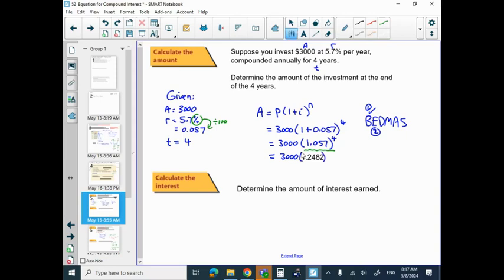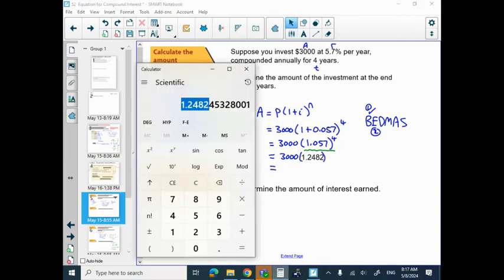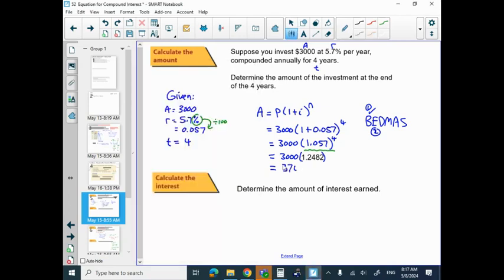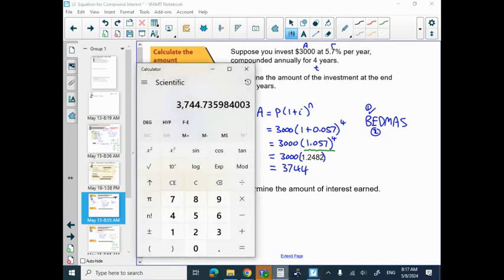And so we have that, and then we just do that multiplication. So we have that number in the calculator already. I'm using all the decimals. Times 3,000 equals 3,744 and 4 cents, rounding to the nearest cent.